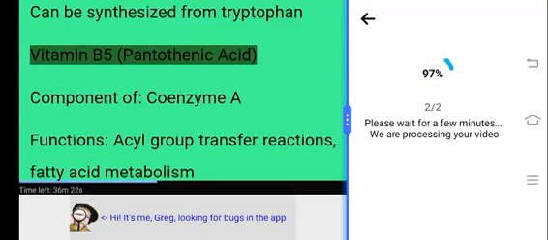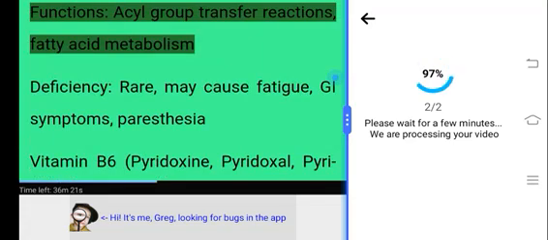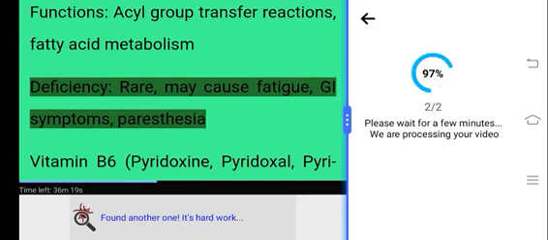Vitamin B5, pantothenic acid. Component of coenzyme A. Functions: acyl group transfer reactions, fatty acid metabolism. Deficiency: rare, may cause fatigue, GI symptoms, paresthesia.